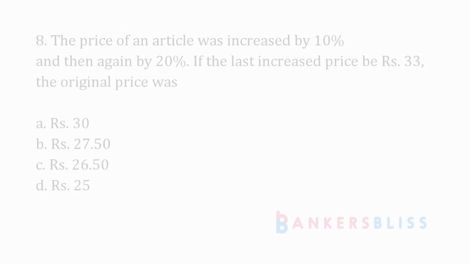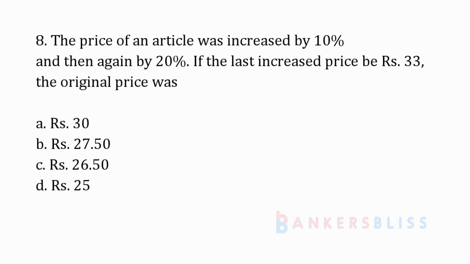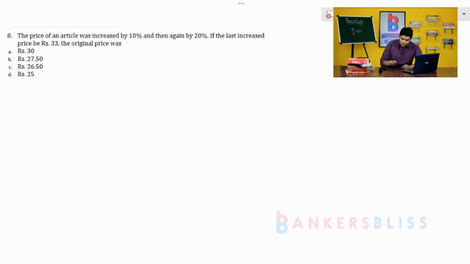Okay, let's go to the next problem, problem number 8. The price of an article was increased by 10% and then again by 20%. If the last increased price be 33, the original price was. So come through the options. The first one is 30.